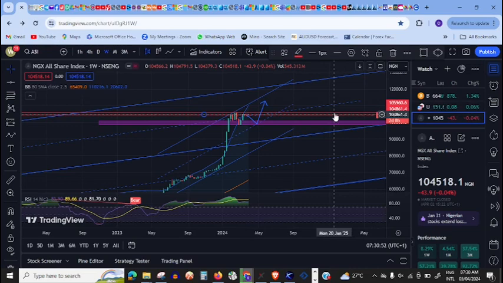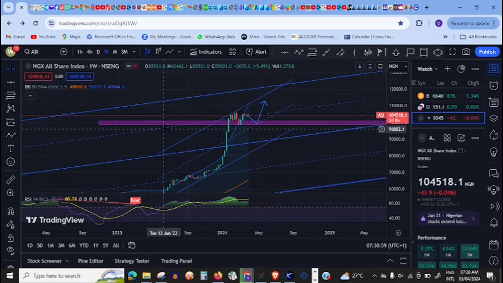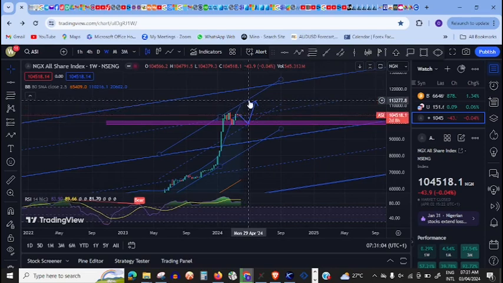Let me take out these lines. So if the market should bounce into this place, I expect it to bounce back. And if it doesn't bounce into this place, if it goes higher like this, I expect it to come down like this.